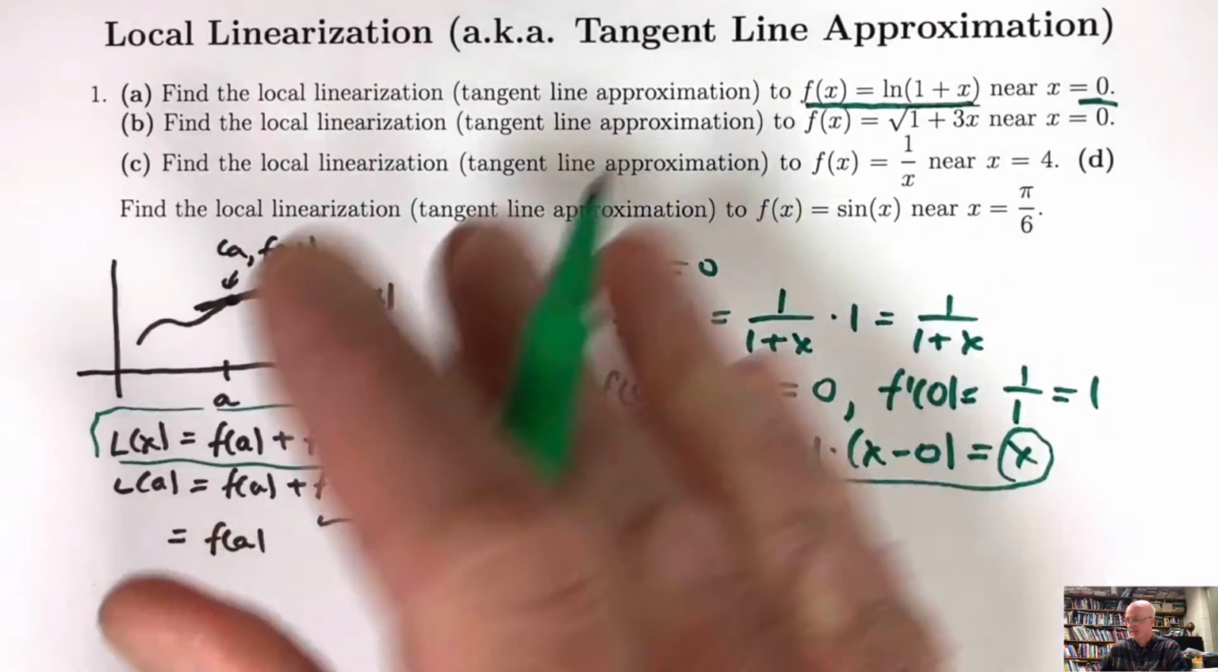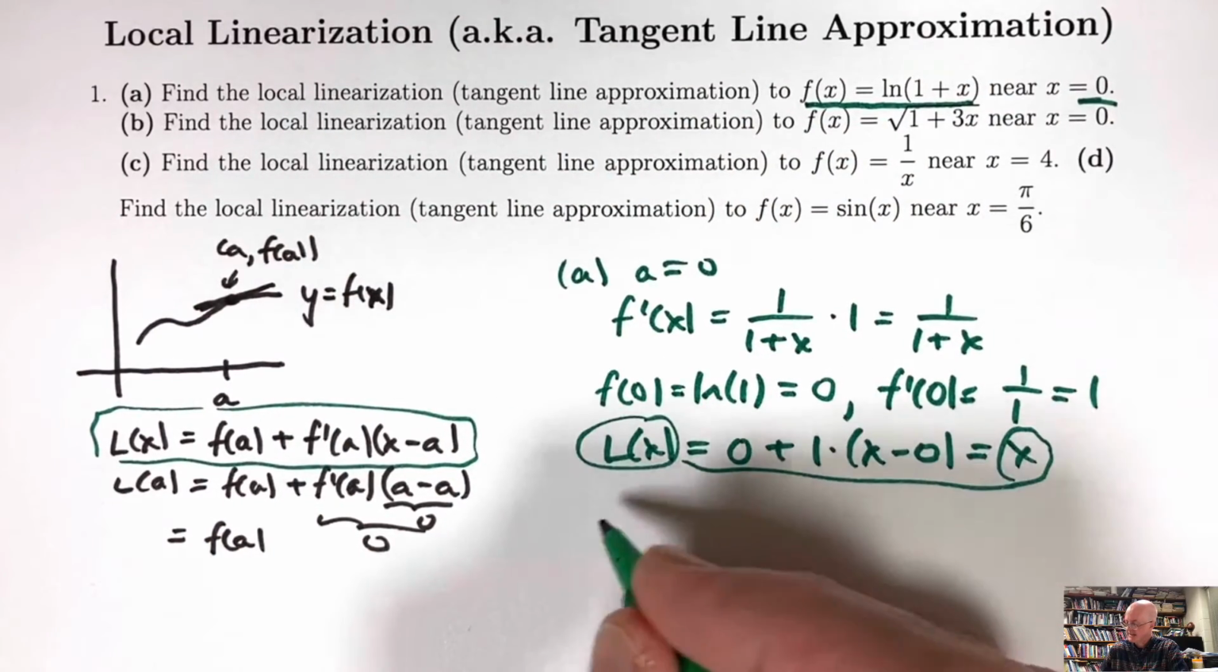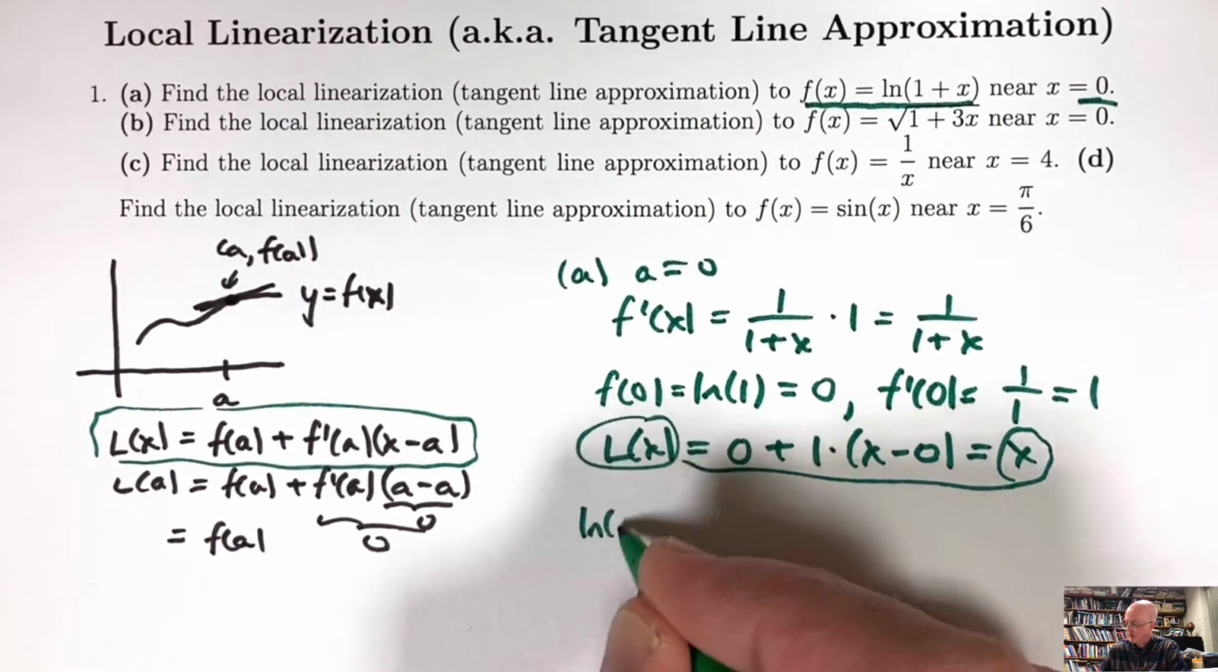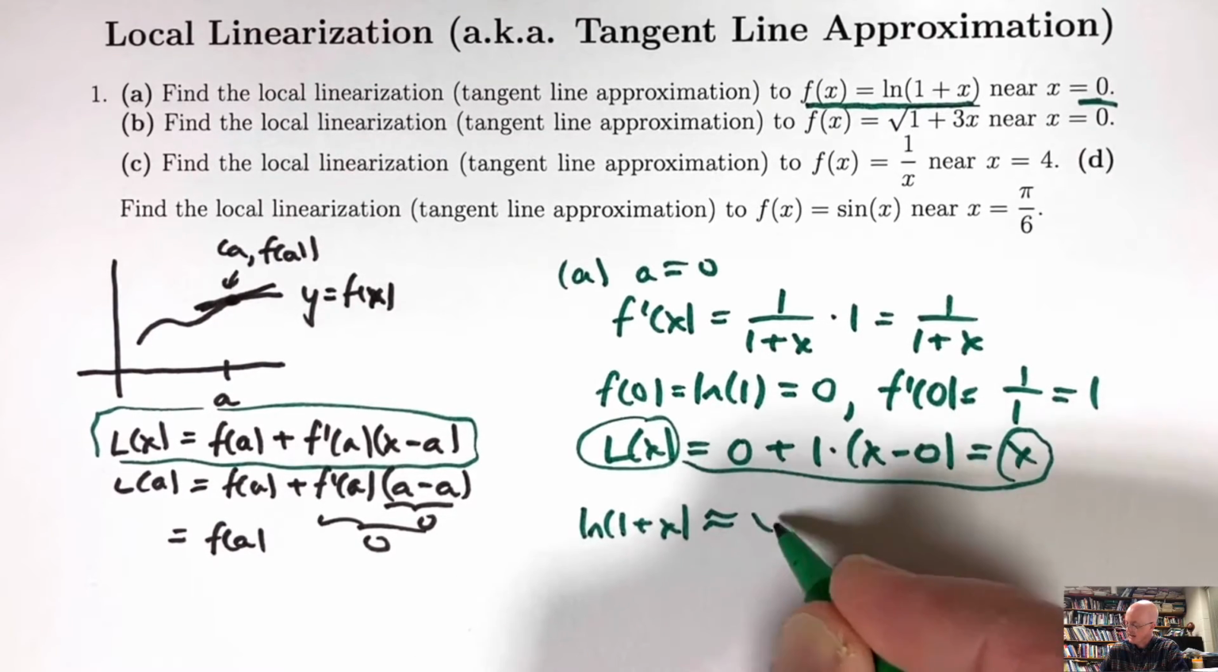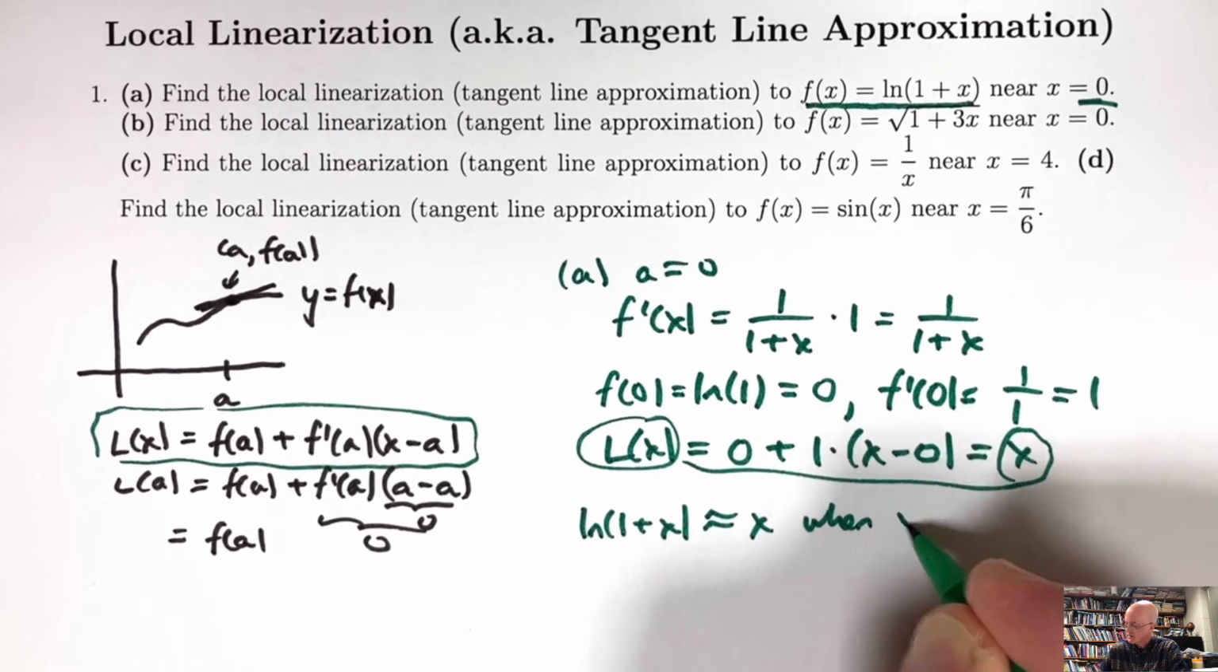I didn't explicitly say it in this problem, but you could then say that the natural log of 1 plus x is well approximated by this linear function x when x is close to 0.